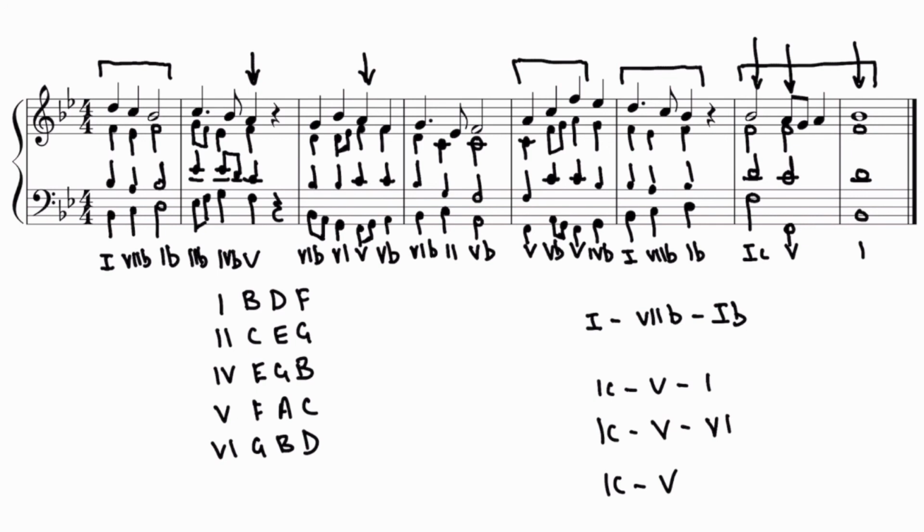Try to use your 1-7B-1B as much as you can, because that demonstrates that you've done your revision. 1C5-1 is good. 1C, always add a cadence though. So 1C5-6, 1C5-1, 1C5. And yeah, that's it really.